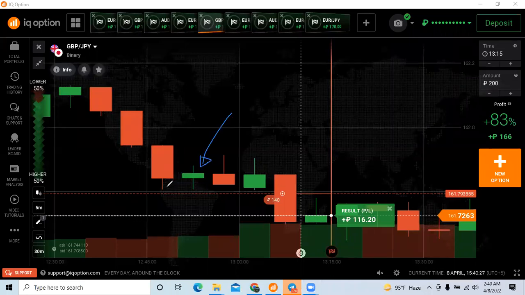This candle, this area, sellers are weak. Buyers are strong. One side fight. Buyers one side fight, increase their own volume. That's why the next candle creates a green candle. Now this candle, buyers are strong, sellers are weak.